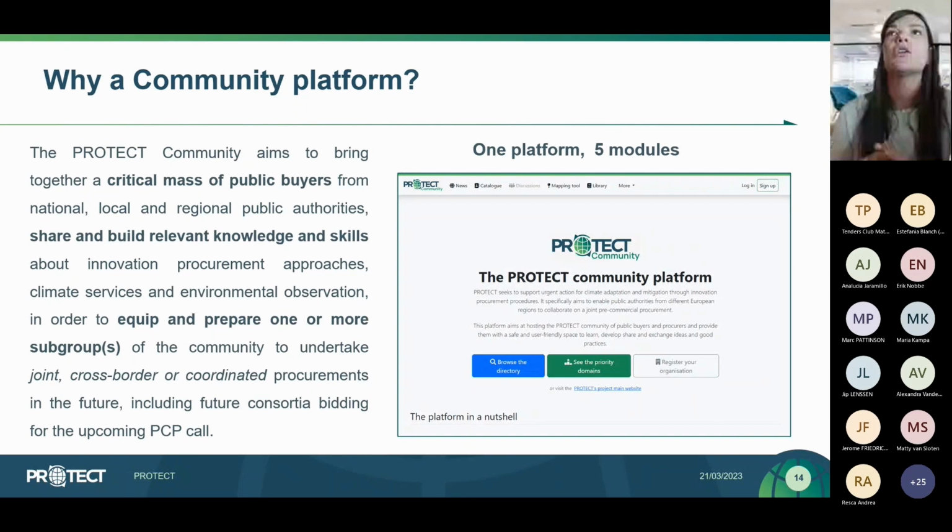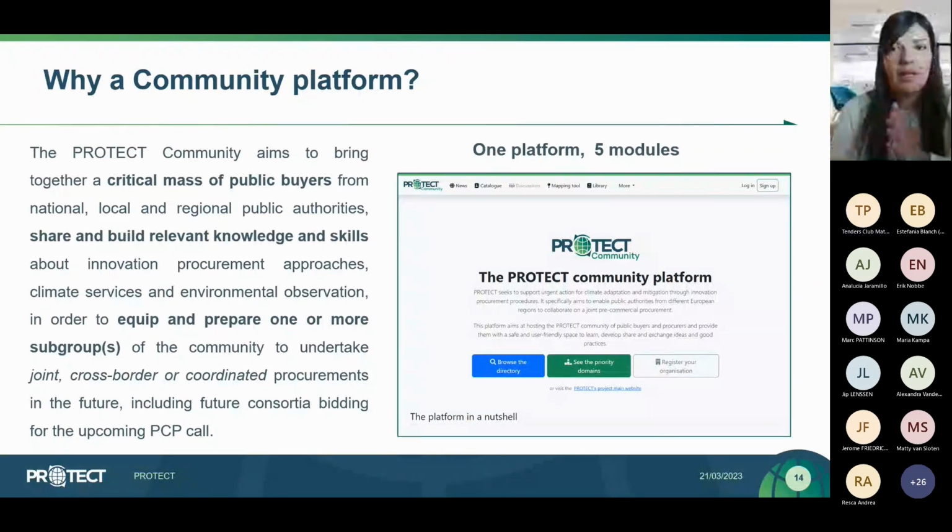So in order to exchange ideas and build knowledge, to have a virtual space where you can exchange together, but where we can also exchange with you, we have developed the Protect Community Platform. This platform gathers five modules that I'm going to present to you in a second.